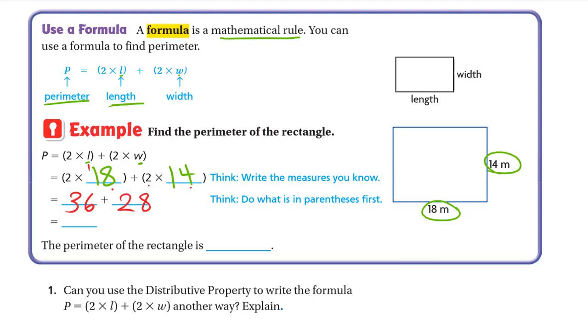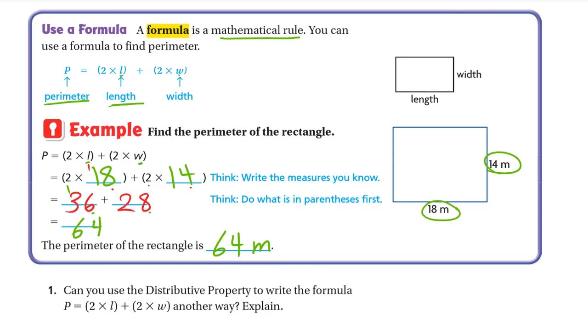And now what do I do? I add the two answers. So 6 plus 8 is 14. I write 4 down and 1 up. 1 plus 3, 4 plus 2, 6. So it's 64 meters. So the perimeter of the rectangle is 64 meters.